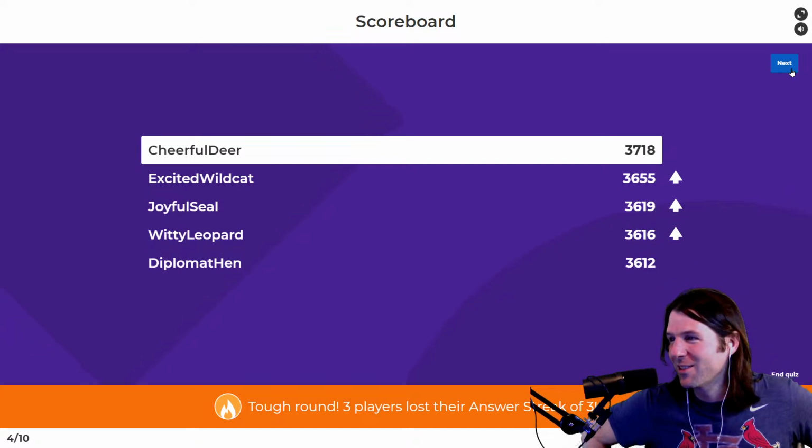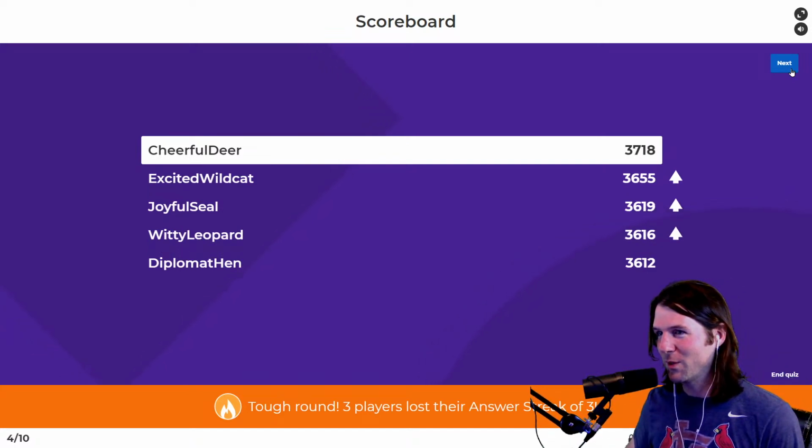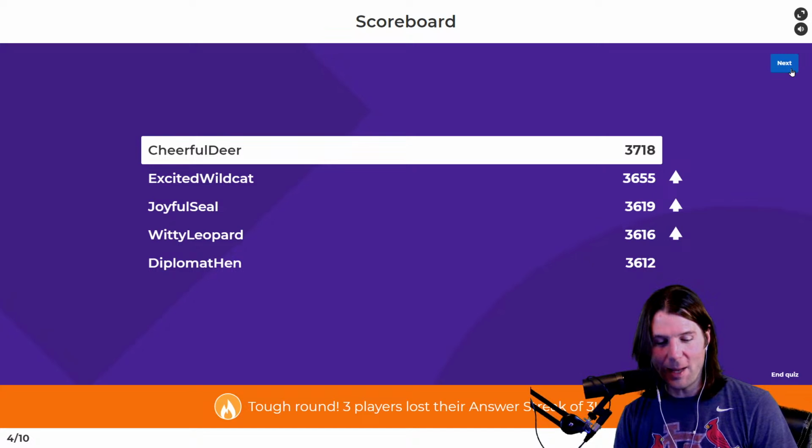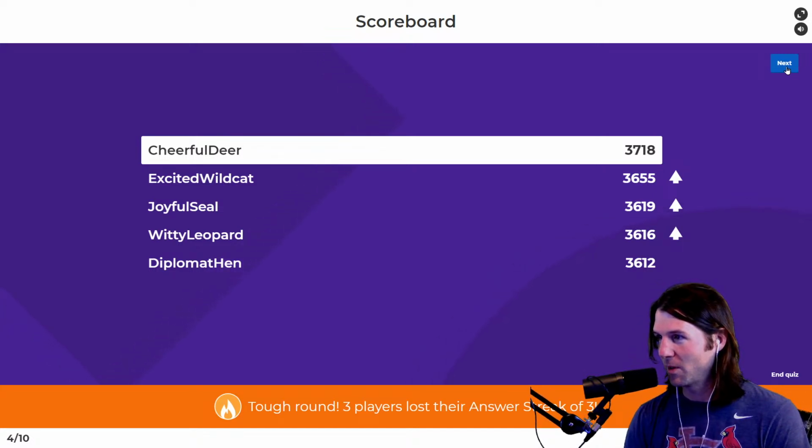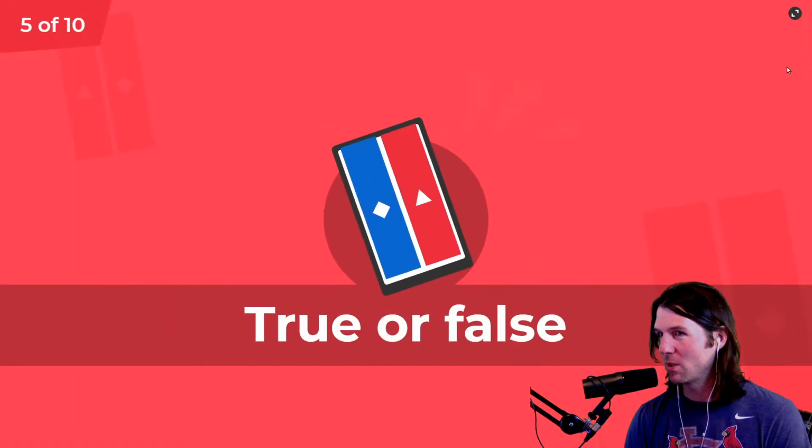Oh my God, look at this crazy shakeup of the leaderboard. Cheerful Deer leading the way happily, but Witty Leopard. Never trust a Witty Leopard. They're going to win. Witty Leopard, it's your game to win.